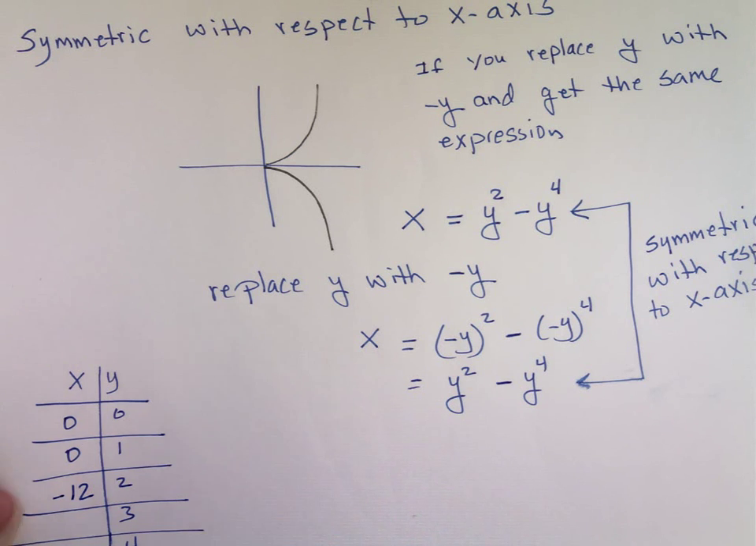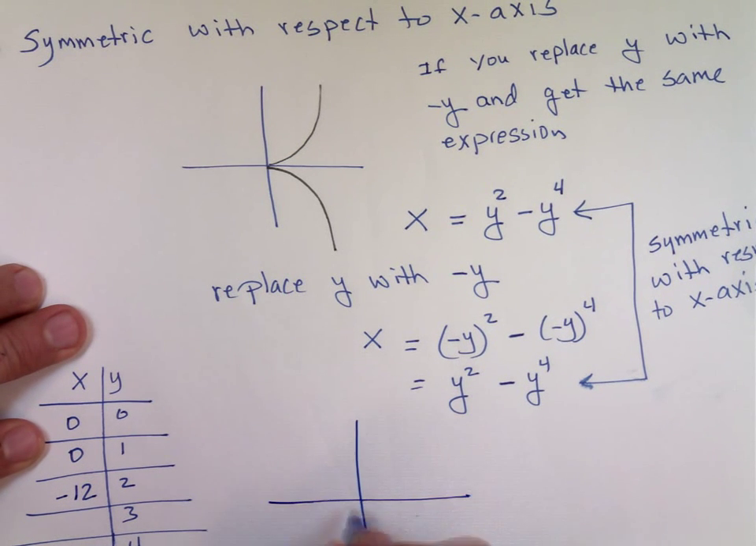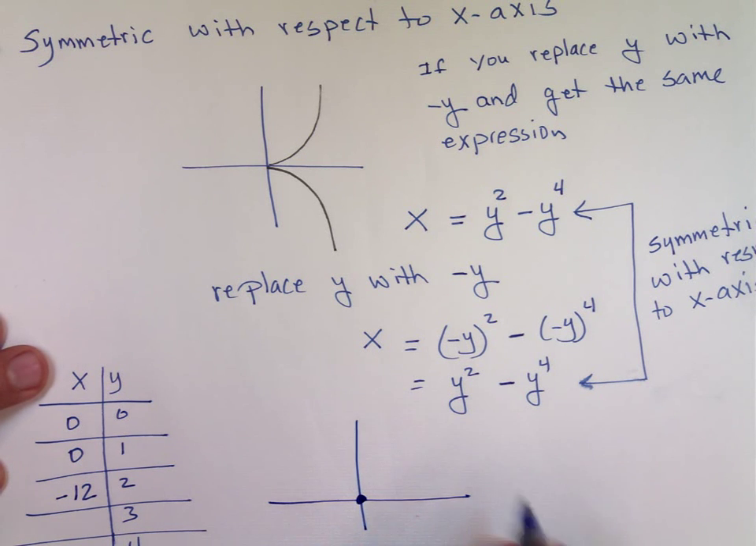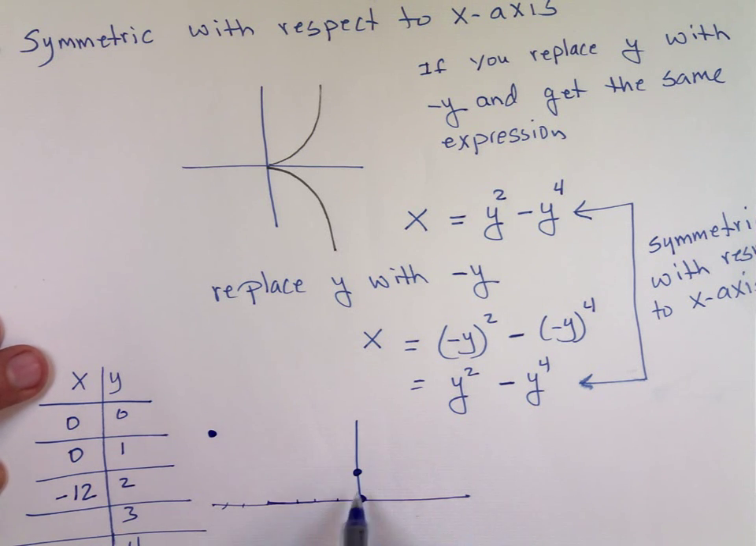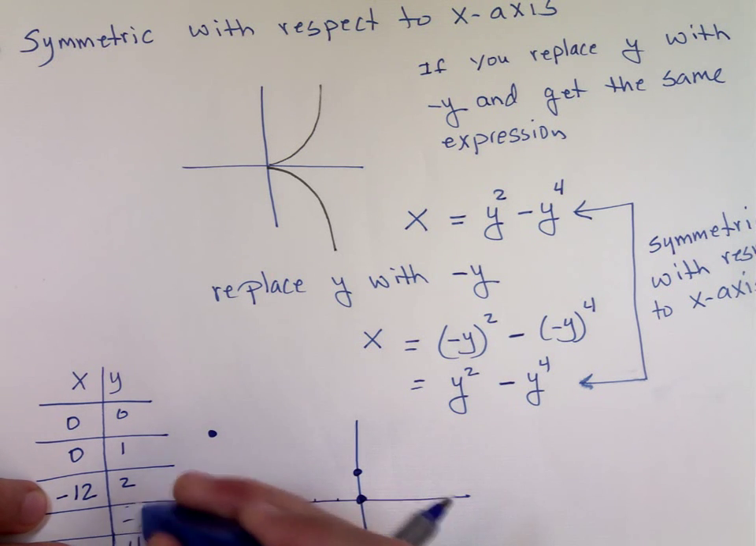So far, this is what I see. 0, 0 is here. 0 and 1 is here. Negative 12 and 2 is right here. I should pick a value maybe between the 0 and the 1 just to see what's going on. Is it going like this? Because it could be the graph like this, you know. So let me pick a value between the 0 and the 1. How about a half? I'm not going to do the 3 and the 4. That's too far.